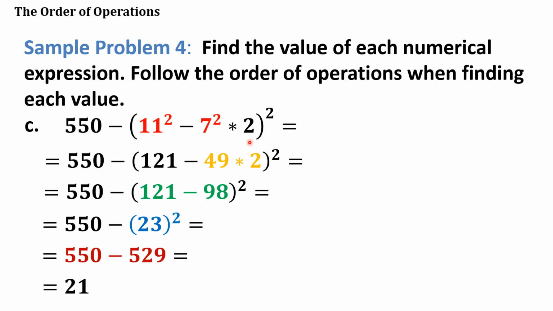Again, what we did here was answer our exponents. Then we answer our multiplication. Then we solve for our subtraction. And once everything was solved inside that parenthesis, now I can solve for that exponent. Once everything was solved there, then I can solve for my subtraction. And if your answer was 21, then congratulations. You have graduated in your order of operations.